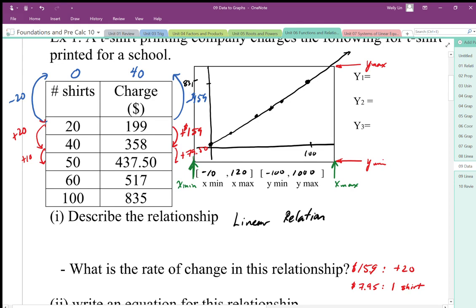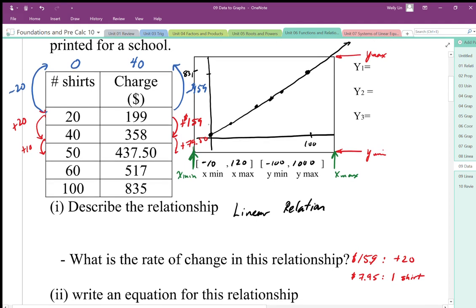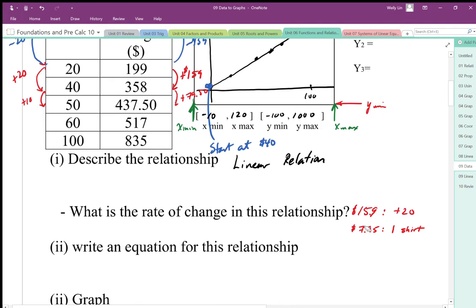And that then represents the starting position of my graph. Okay, that starting position is going to be, I start at $40. Now, having a starting position and understanding how it changes, I can write an equation.